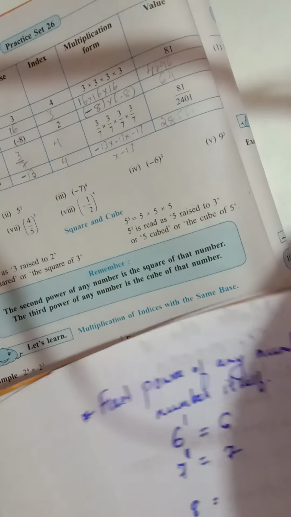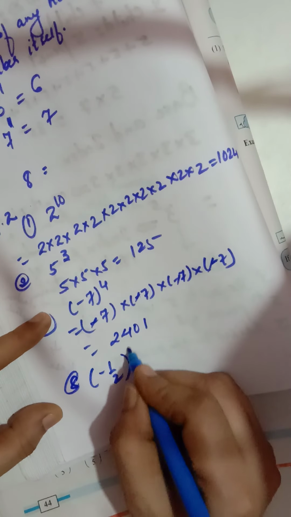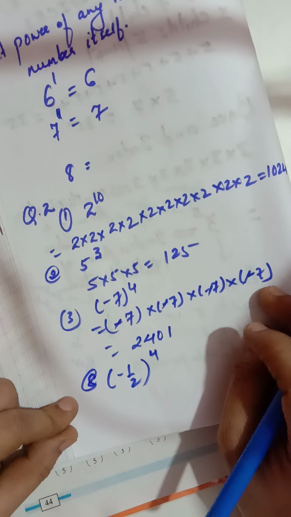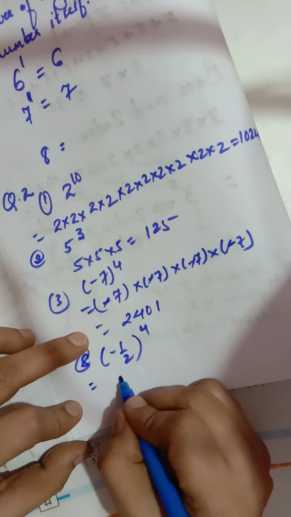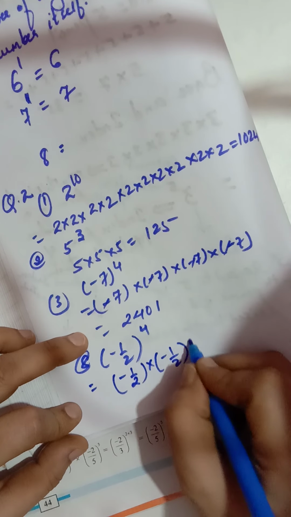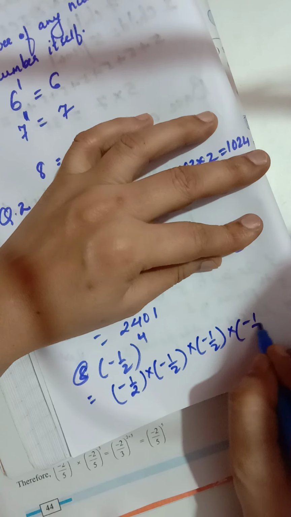So the 8th one is minus 1 upon 2. The 8th one I am doing is minus 1 upon 2 raised to 4. Now children, you are going to solve the in-between questions. You will be solving them for homework. You continue with the sequence. Now I am doing this: minus 1 upon 2 into minus 1 upon 2 into minus 1 upon 2 into minus 1 upon 2.